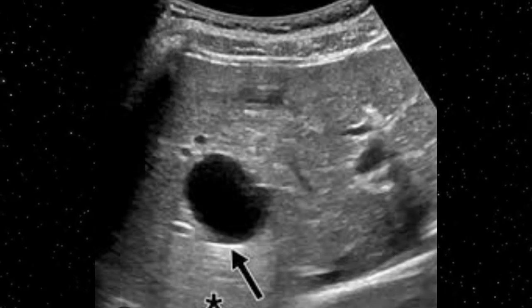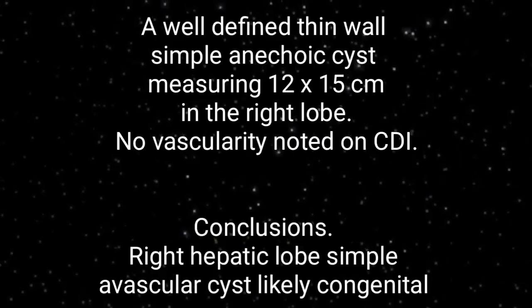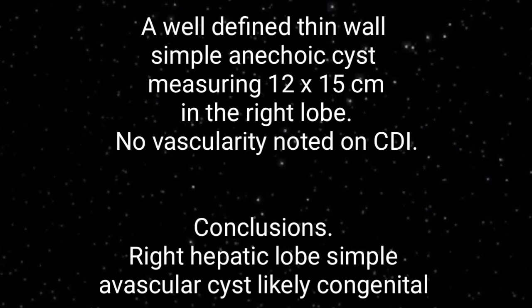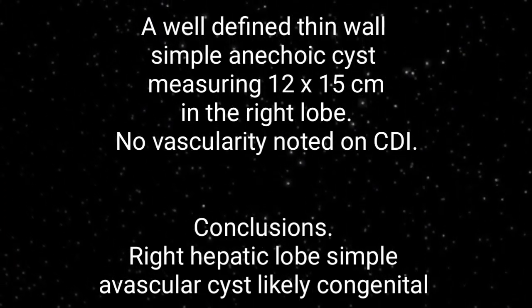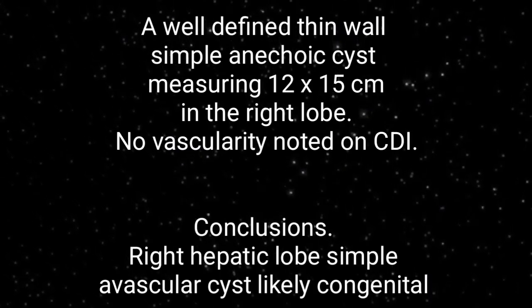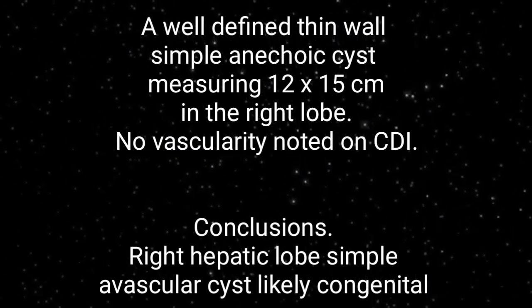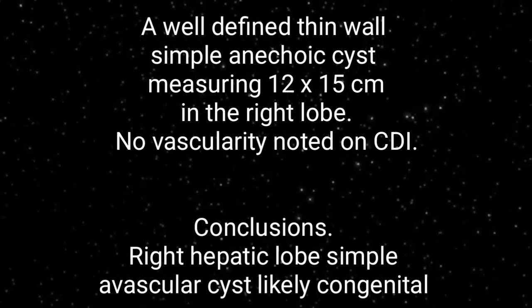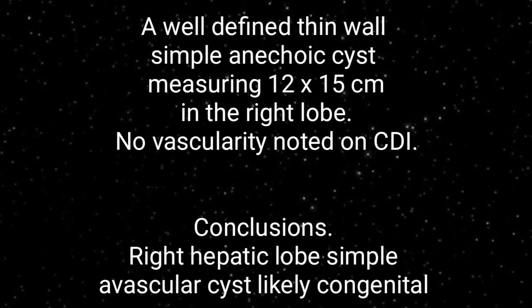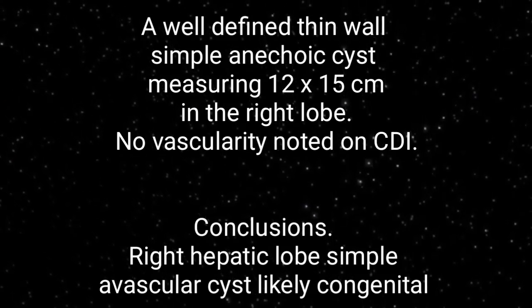You can write on your report, so the report will be in this way. The ultrasound report should contain all this information. It should be in this way: a well-defined thin wall simple anechoic cyst, measuring, give the measurement, in the right lobe or left lobe, and put the Doppler on to see if there is any flow or not. So mention that no vascularity noted on CDI. CDI means color Doppler imaging.